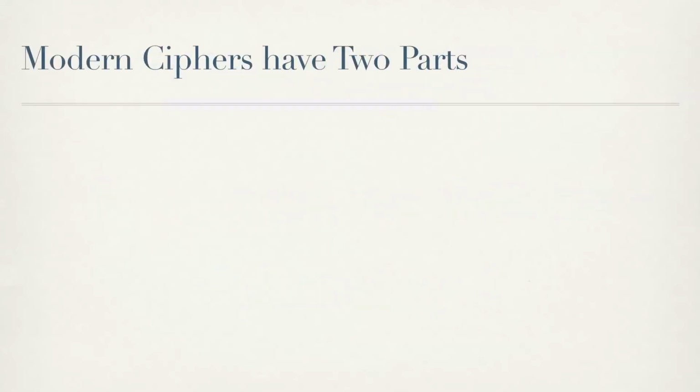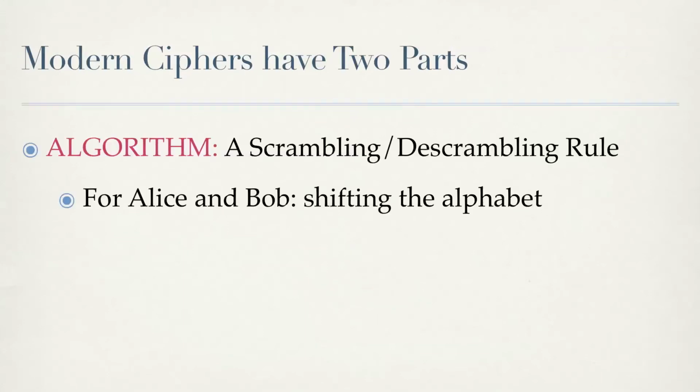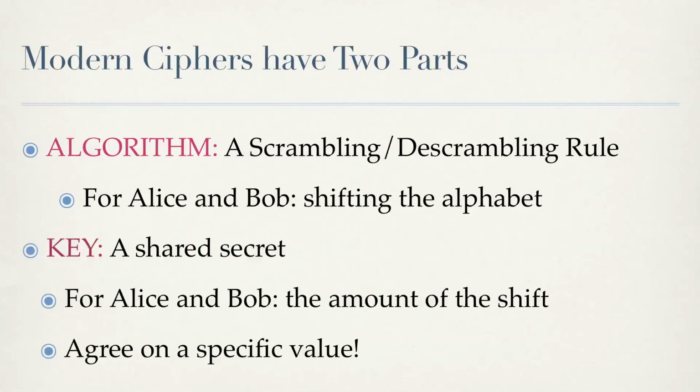This gives our cipher 2 separate parts. The algorithm establishes the general procedure for encrypting or decrypting the message. The key consists of secret information without which the procedure won't work correctly.